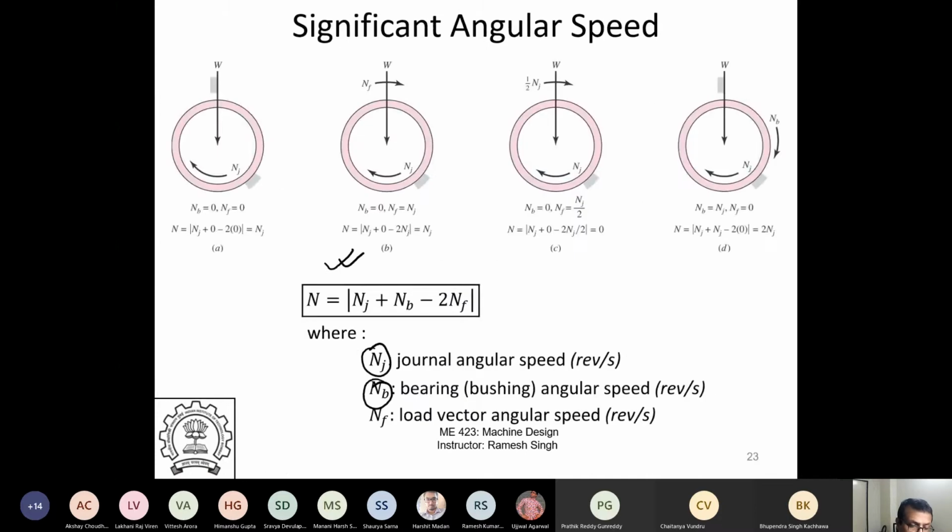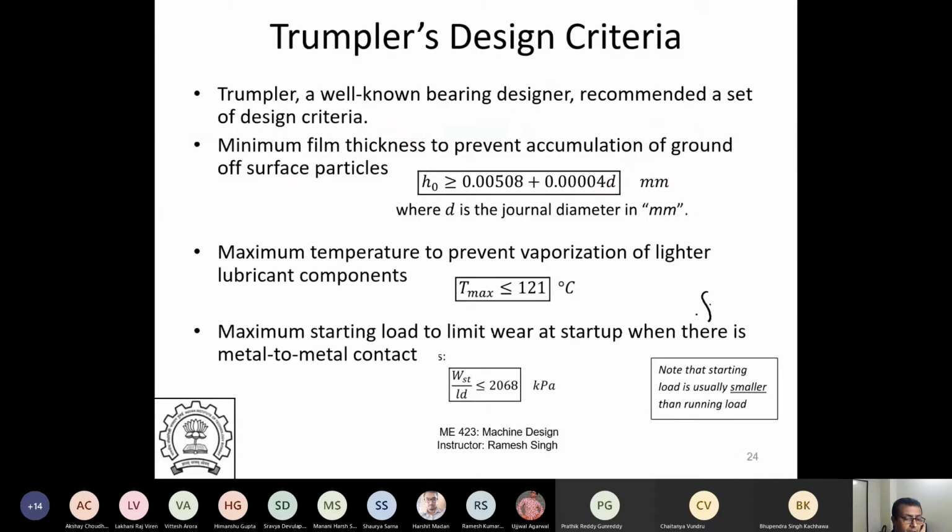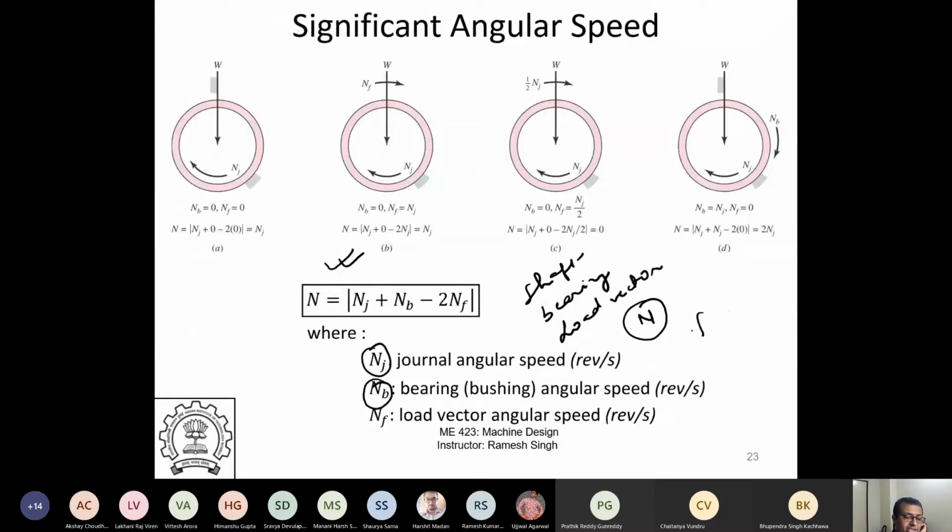So there is a concept of net angular rotation, meaning if all three are rotating, your shaft, bearing, and load vector, you get a net N, and this is the N which you have to use in charts. I will actually show you the charts today. How do you go ahead and look up those things which are required? How do you determine the friction, H, which is the film thickness?